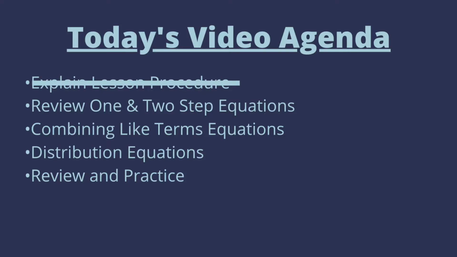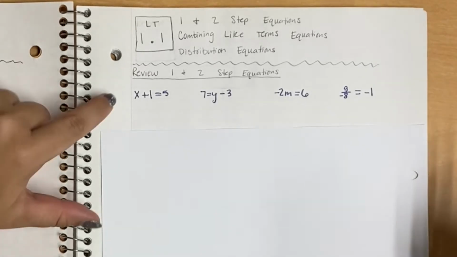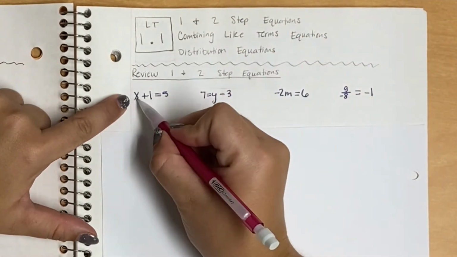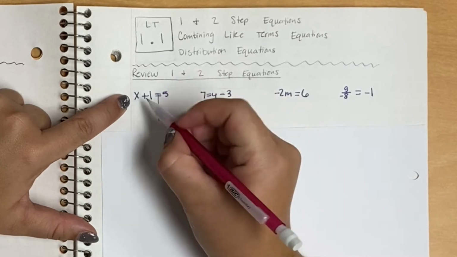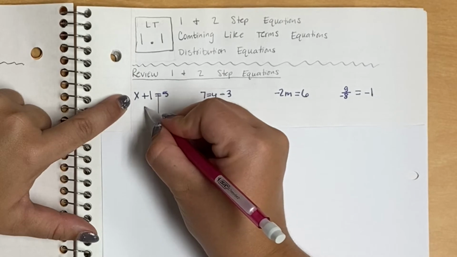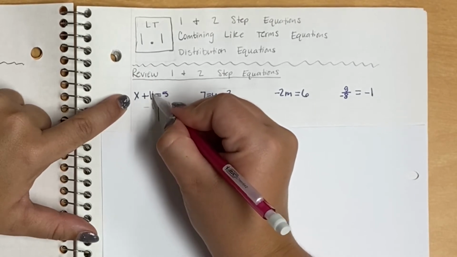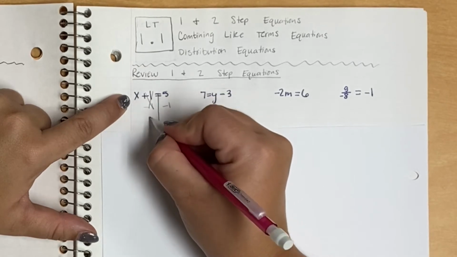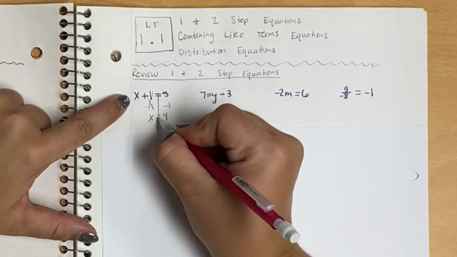We're going to move on to reviewing 1- and 2-step equations. You should already have set up your notebook to look like mine. We're going to start with x plus 1 equals 5. Now we are solving for the variable x, so we're going to split our equation into 2 parts by drawing a line at the equal sign. In order to solve for x, I need to move that plus 1. The opposite of adding 1 is subtracting 1. Positive 1 minus 1 cancels out. All I'm left with on that side of the equal sign is an x, and 5 minus 1 is 4. Since I have x by itself, that's my answer.